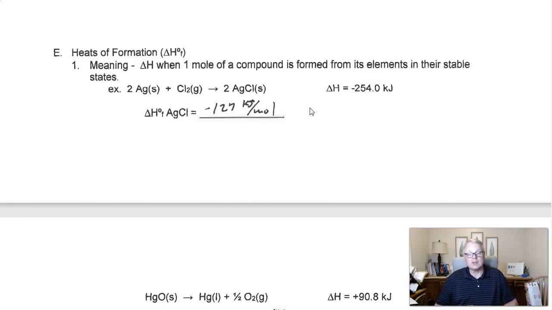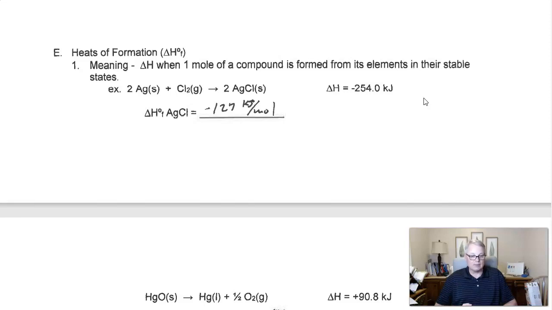All right. So for example, here's an equation for you. I could take 2 moles of silver and react that with a mole of Cl2, and I can make 2 moles of silver chloride. Delta H for this reaction is negative 254.0 kilojoules. All right, so given that, what is the heat of formation for silver chloride? Well, it's negative 127 kilojoules per mole.